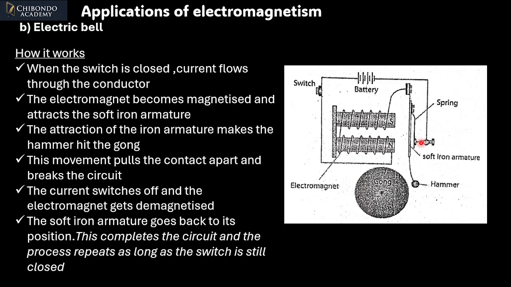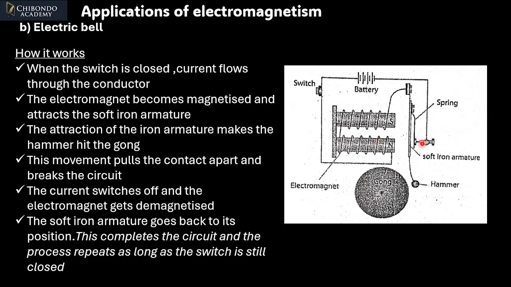There is no contact between the soft iron armature and the contact point, which means the circuit becomes incomplete. Hence current stops flowing through the conductor, and the electromagnet becomes demagnetized. The soft iron armature is no longer attracted and tends to come back to its original place with the help of the spring.